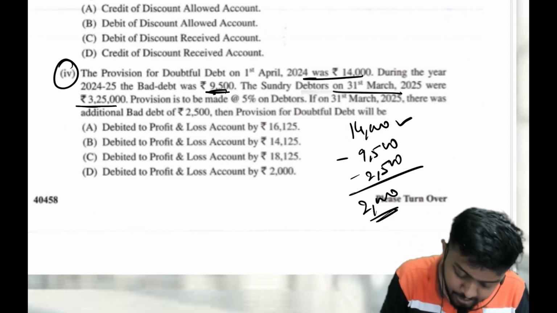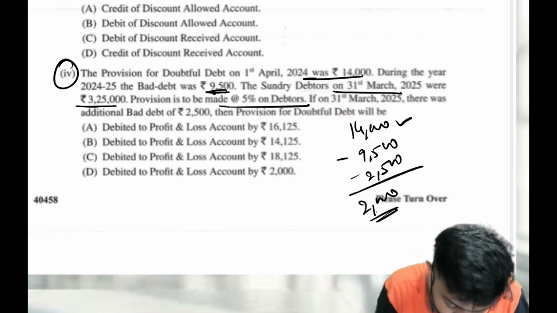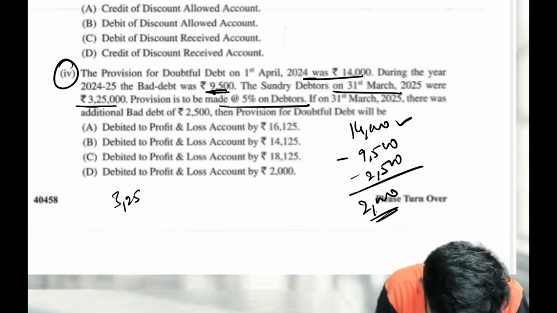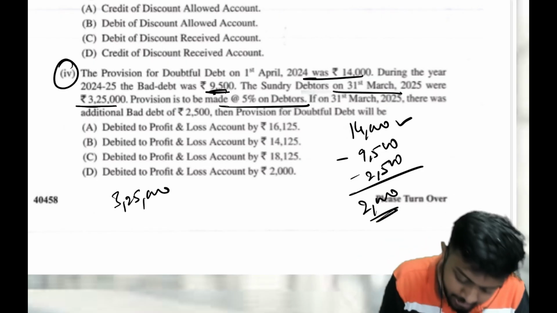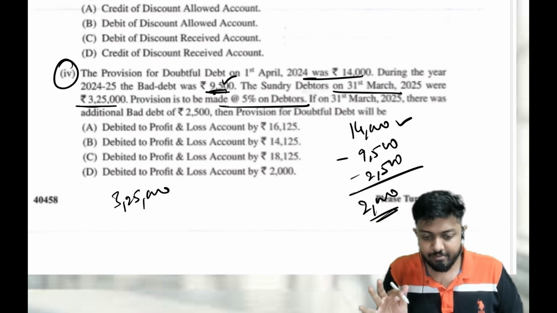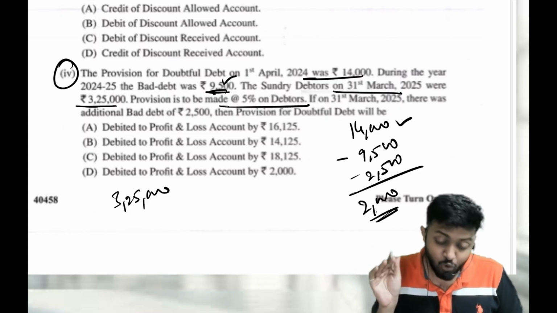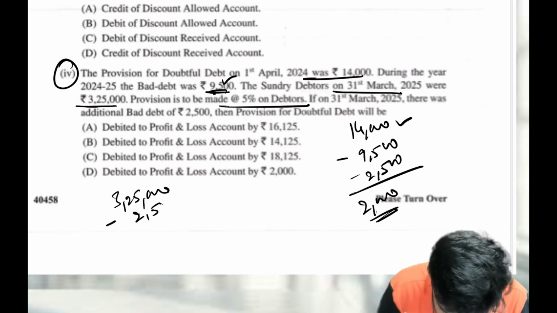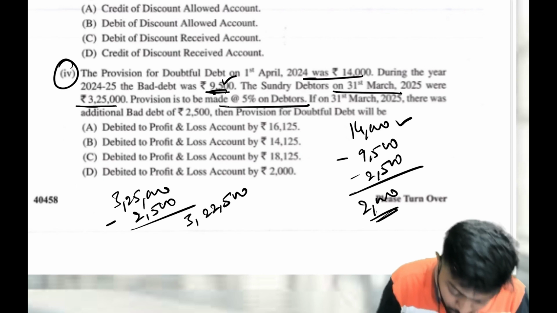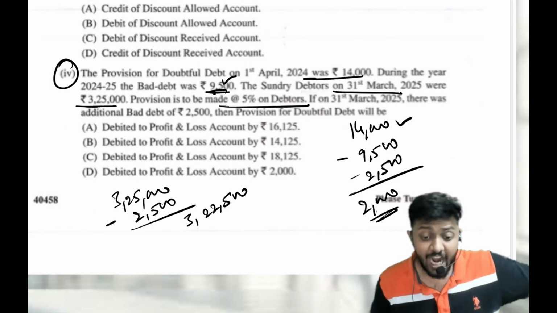They are telling the provision is to be made at 5% on debtors. So what are the debtors we have? We have 3,25,000 as on 31st March 25, but we further have bad debts. No, this 9,500 is given effect. That's why the closing balance is 325. But there is still an additional bad debt of 2,500 which they have not taken into account. So I will further subtract. 3,22,500 is the balance of debtors after considering the additional bad debts also.